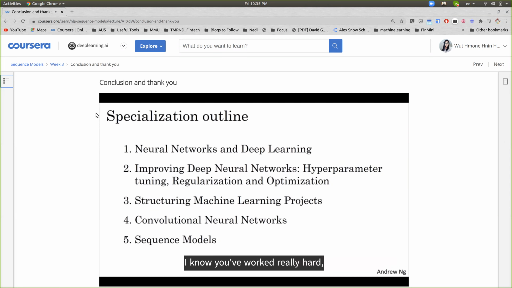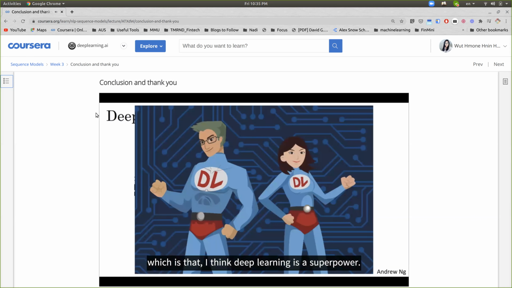And I know you work really hard, and I also hope you feel very proud of yourself for your hard work and for how much you've done. So I'd like to leave you one maybe important thought, which is that I think deep learning is a superpower. With deep learning algorithms, you can make a computer see. You can have a computer synthesize novel art or synthesize music. You can have a computer translate from one language to another. Maybe have it look at a radiology image and render a medical diagnosis, or build pieces of a car that can drive itself. And if that isn't a superpower, I don't know what is.